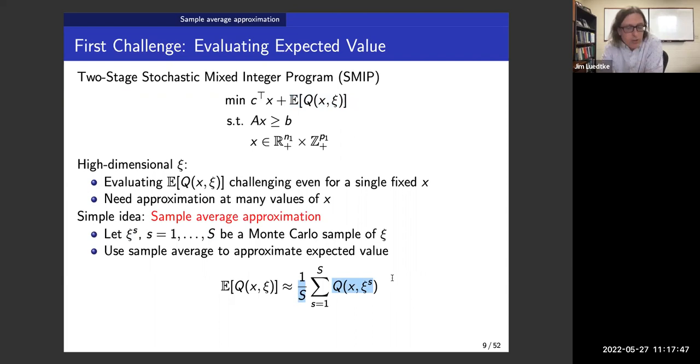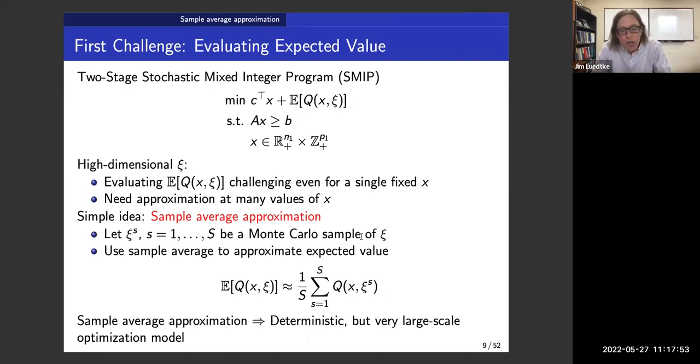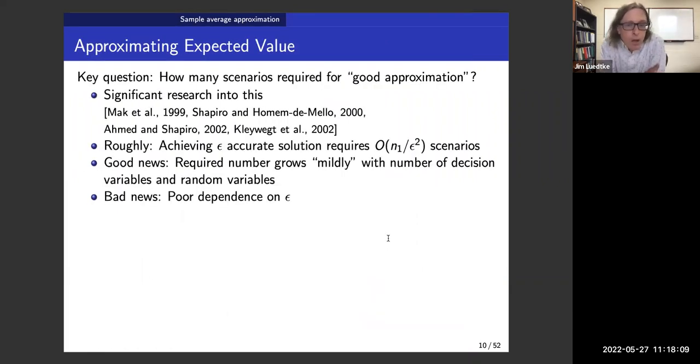Okay, so that's a simple thing any engineer might think to do. And then the question is how does it work? Once you've done this, it becomes a deterministic problem because you just have this finite list of scenarios. It's a finite sum objective, and we'll talk about how to solve that large scale optimization model. But the question is, could you expect this to work? It seems kind of unbelievable that it might. It's not just a matter of whether it could work with a huge number of scenarios, but it also should give a good approximation with a number of scenarios that's not too large.